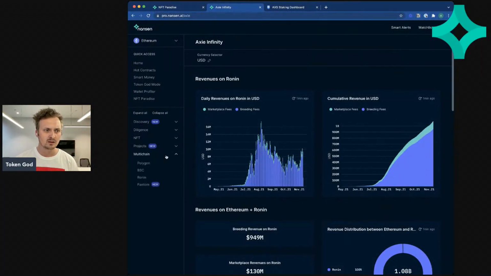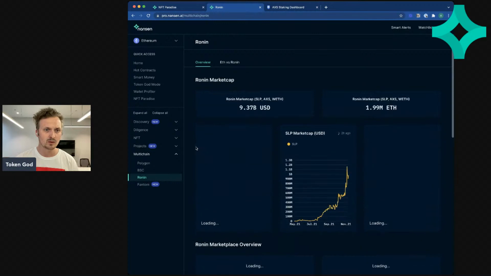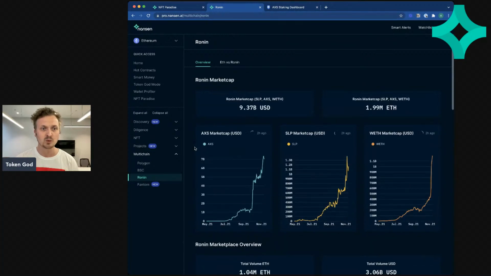We also have some Ronin stats. We might want to add more on this, but you can see a pretty dramatic increase in the AXS market cap, the SLP market cap, and also the wrapped ETH market cap on Ronin. So that means people are bridging over Ethereum to the Ronin chain, probably to farm RON tokens. So that's another thing to be aware of.